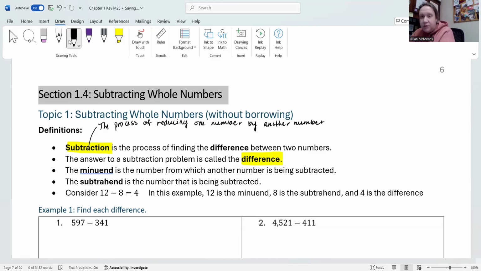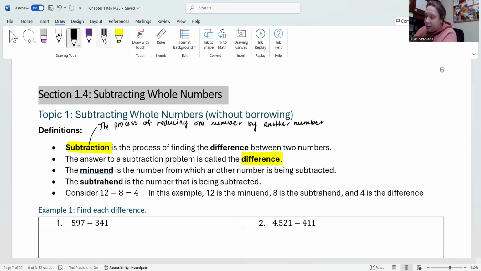Now, we have two other numbers that are involved with subtraction. One is the minuend and one is the subtrahend. The minuend is the number from which another number is being subtracted. And the subtrahend is the number that is actually being subtracted from the minuend.